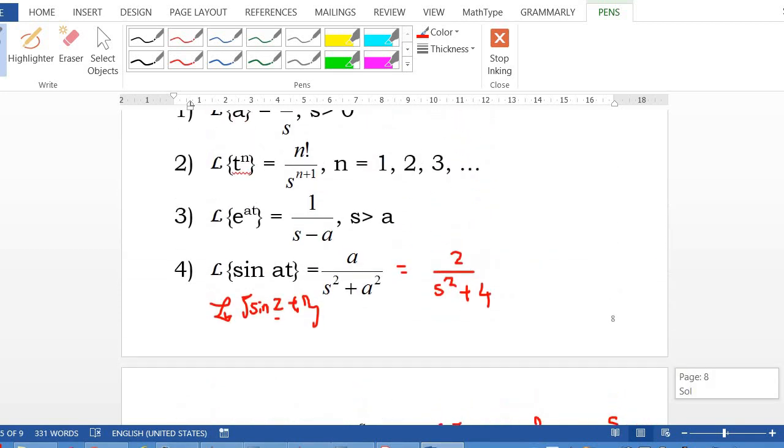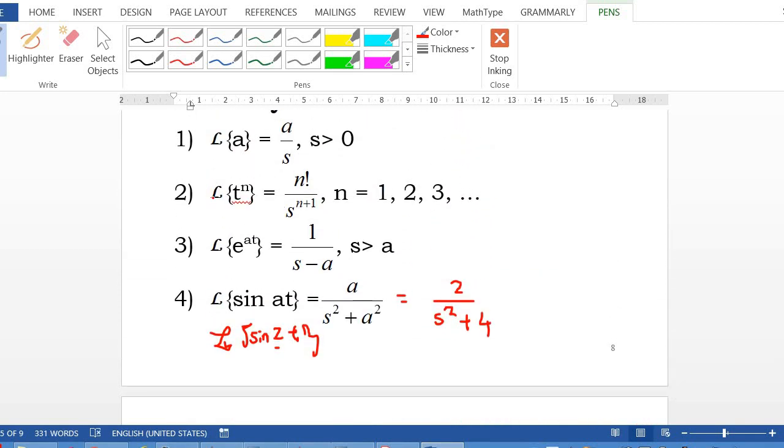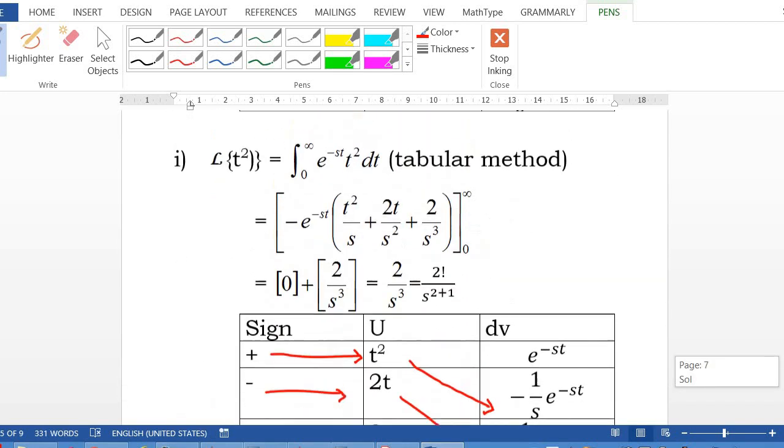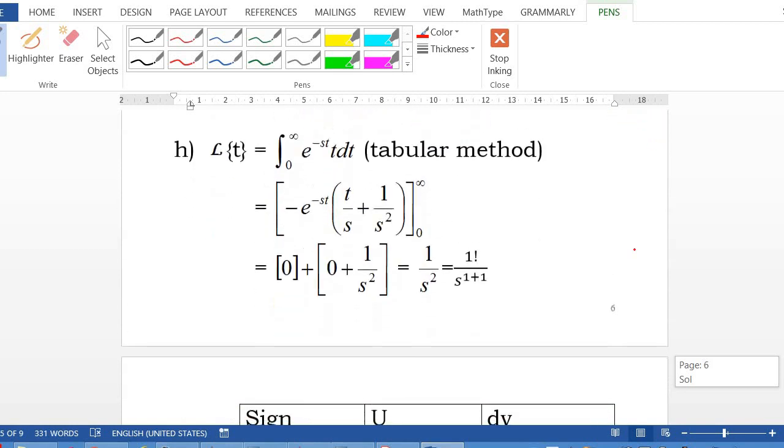Okay, we still have one formula. How to derive, or show, that the Laplace transform for t power n will be equal to n factorial over s to the power n plus 1, for n is 1, 2, 3, and so on. With this, we can try with the Laplace transform for t power 1. Using the definition of Laplace transform, it will be the integral of exponent negative st multiplied by t dt from 0 to infinity, by using the tabular method.